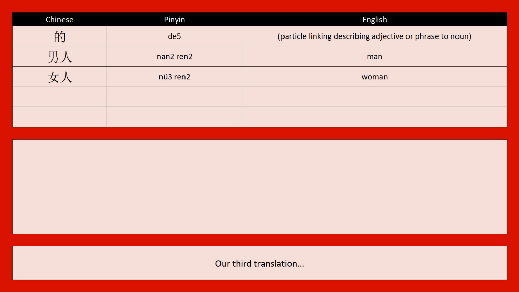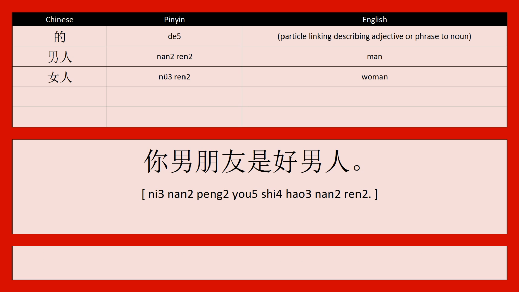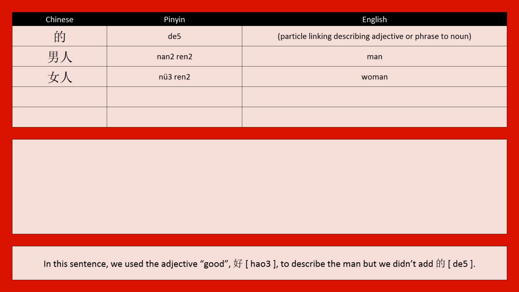Our third translation. 你男朋友是好男人。Your boyfriend is a good man. In this sentence, we used the adjective good, 好, to describe the man, but we didn't add 的. This is because when the describing adjective is only one character long, 的 is generally not used.